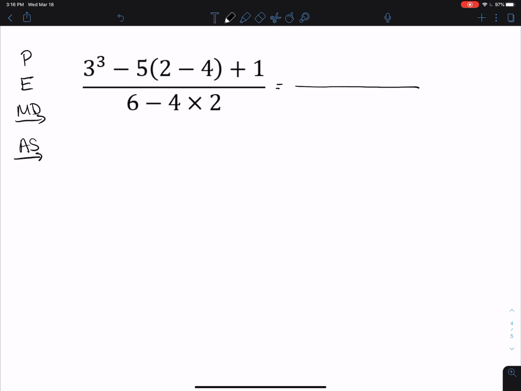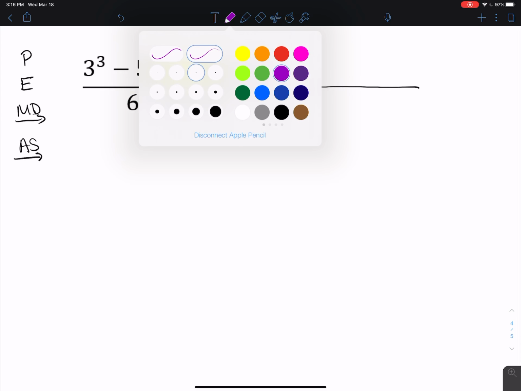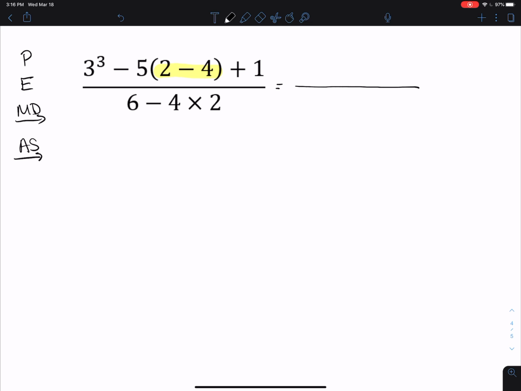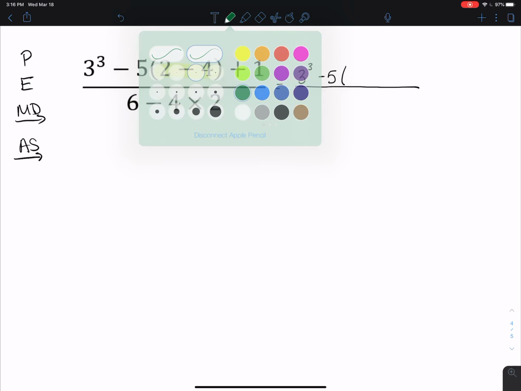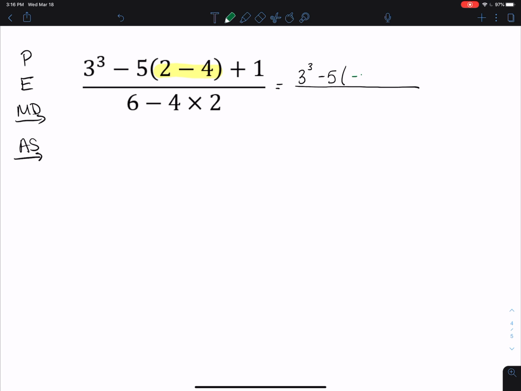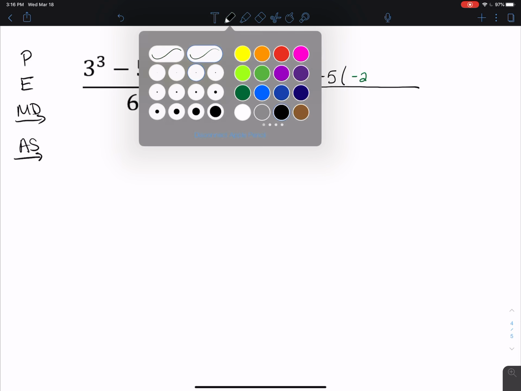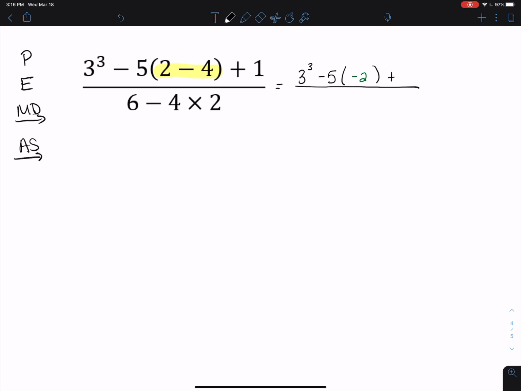So if I look at this numerator first, I do have a set of parentheses right here. So I'm going to work inside those parentheses first. I'm going to bring down everything I'm not dealing with. So I have 3 to the third minus 5. Now I need to work inside those parentheses. I know 2 minus 4 gives me negative 2. And then I'm going to close those parentheses and add 1. Notice I left those parentheses there because they're telling me that there's multiplication going on in this problem as well.